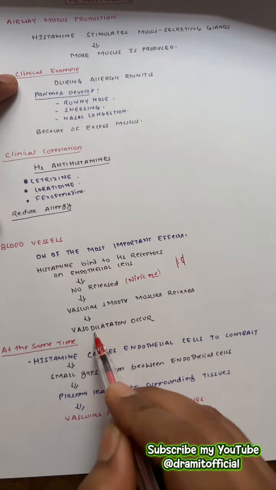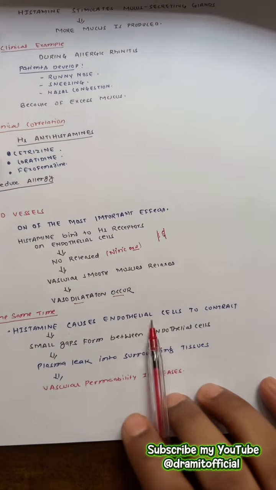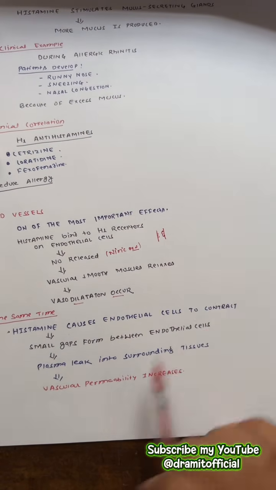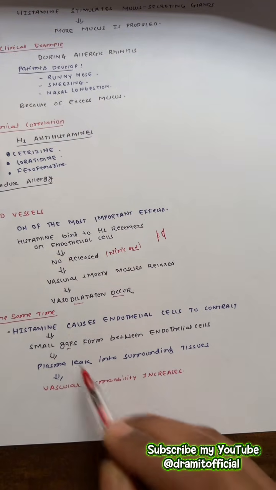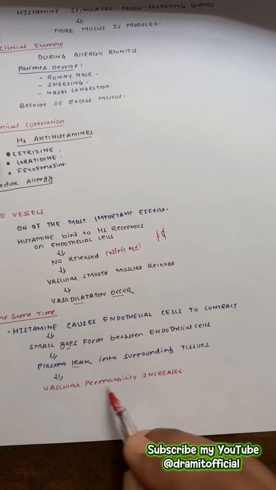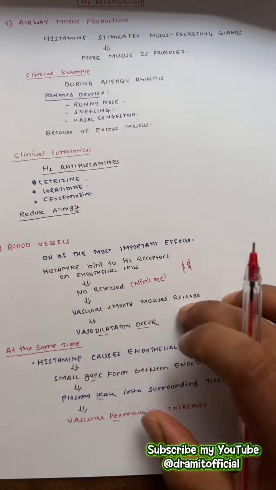there will be vasodilation. But at the same time, histamine also causes endothelial cells to contract a little bit, and the small gaps between the endothelial cells allow plasma to start leaking around, and vascular permeability will increase. Okay, so now we'll see.